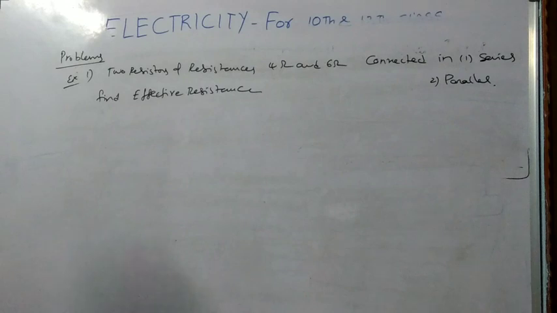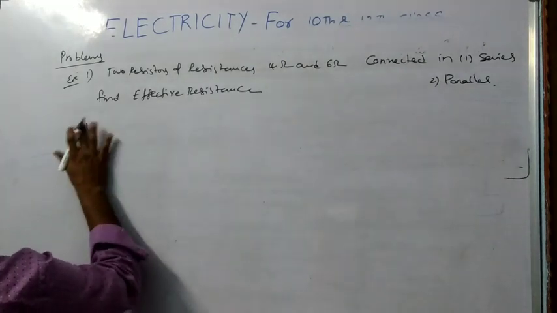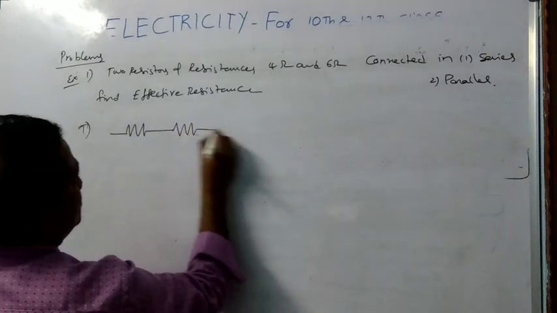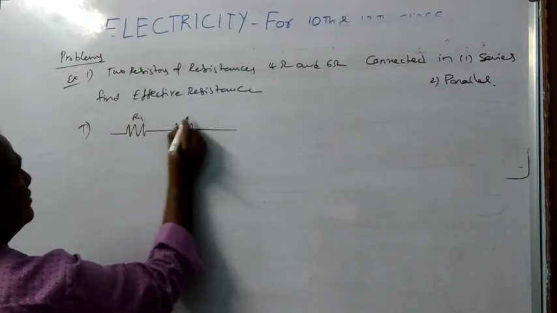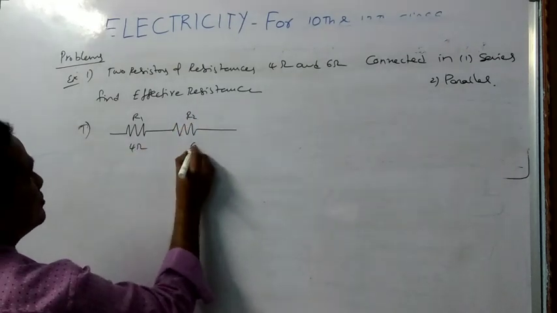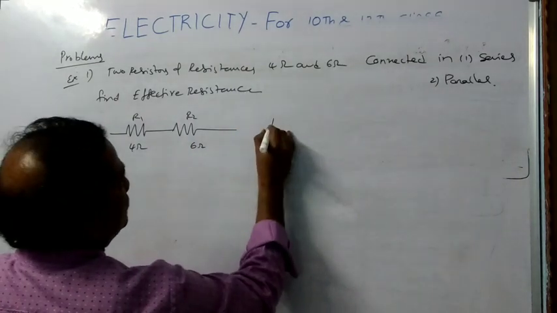So it's a simple problem. Two resistors. Number A, first bit, series. You can write series like this: R1 and R2. The values given here are 4 ohm and 6 ohm. They are connected in series. What is the value of series?